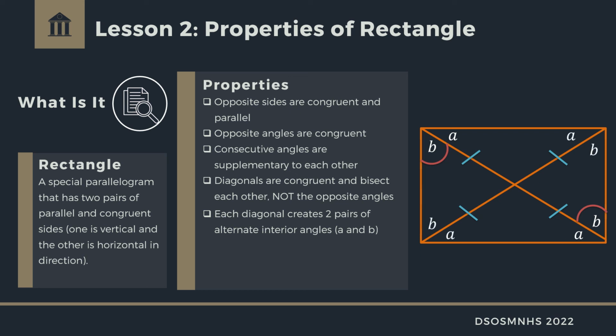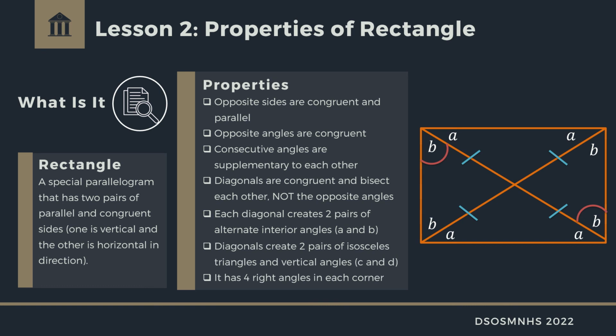Then this one. Same gapon, the upper right angle A is the same as the lower left angle A. Angle B on the upper right is the same as angle B on the lower left. Next, diagonals create two pairs of isosceles triangles, duha ka parisan sa isosceles triangles.